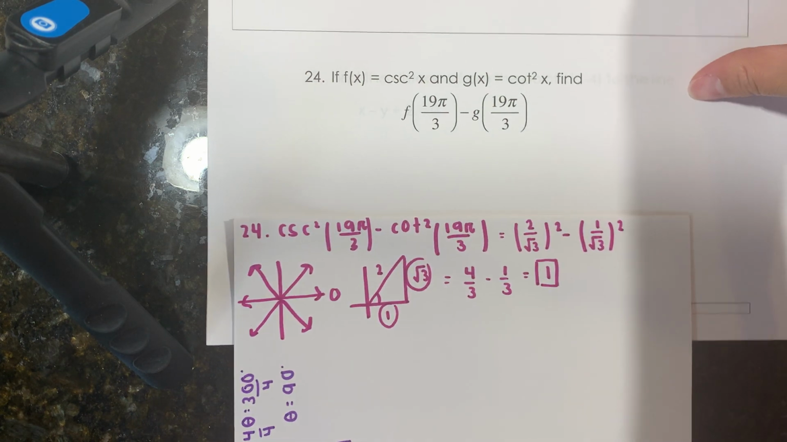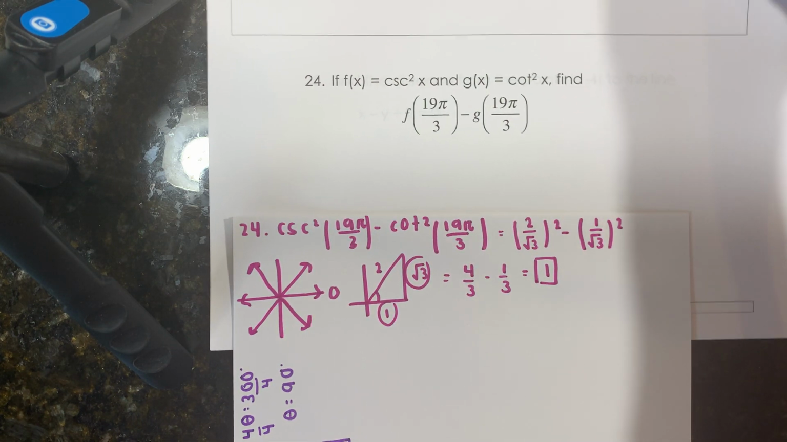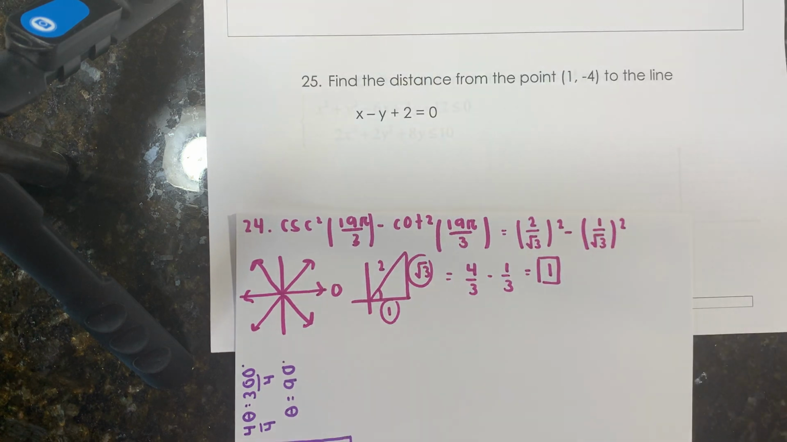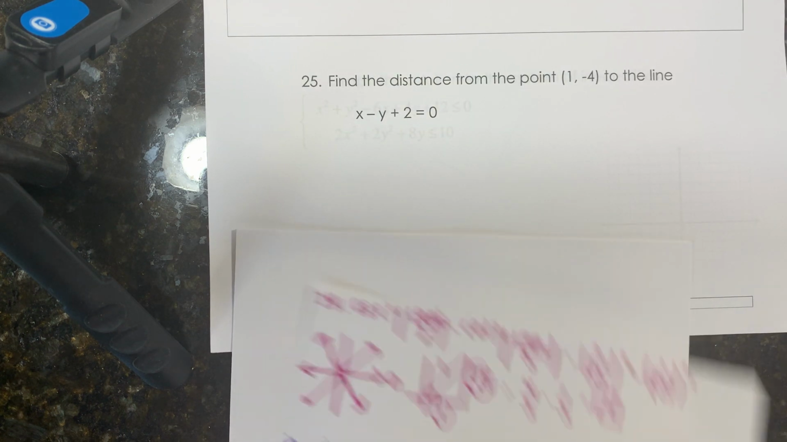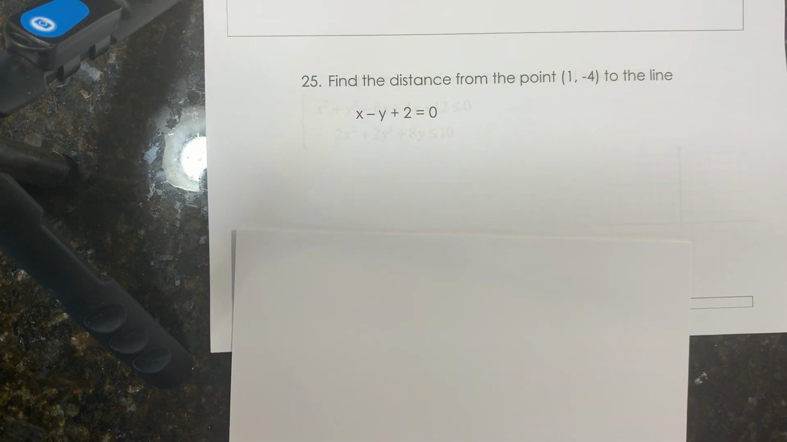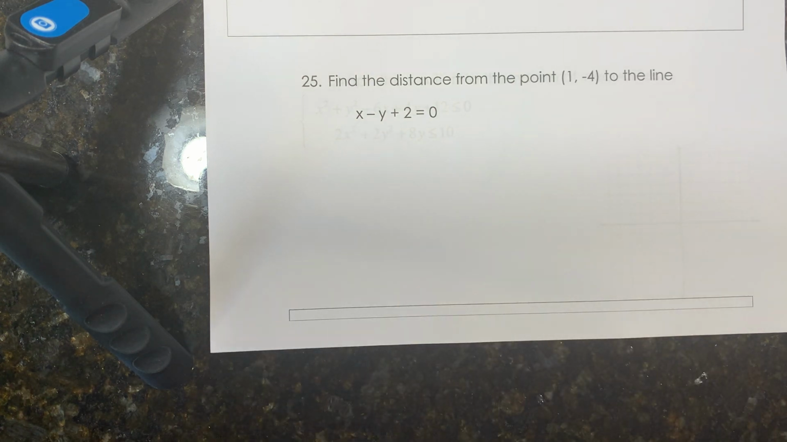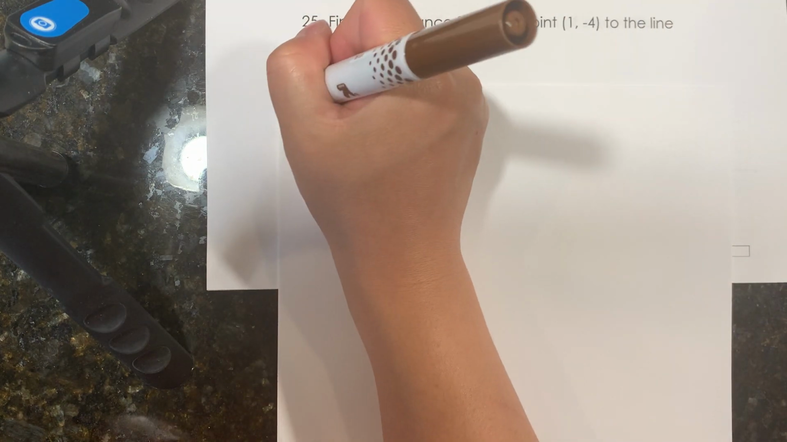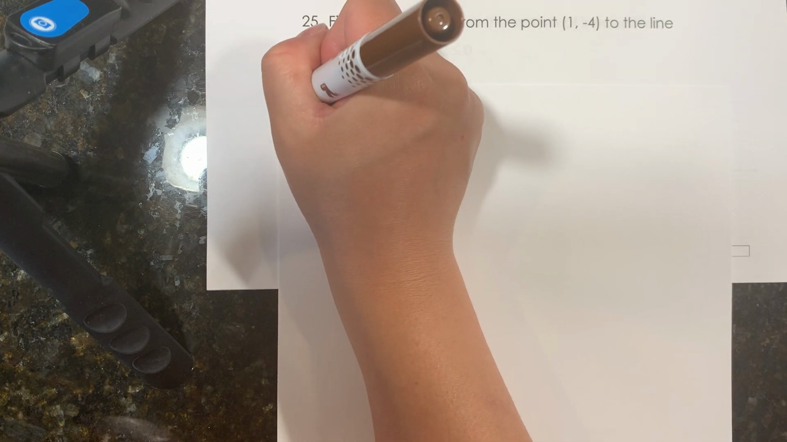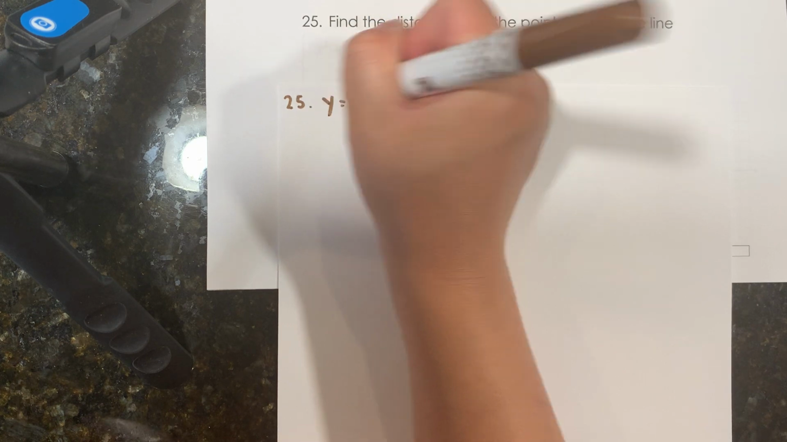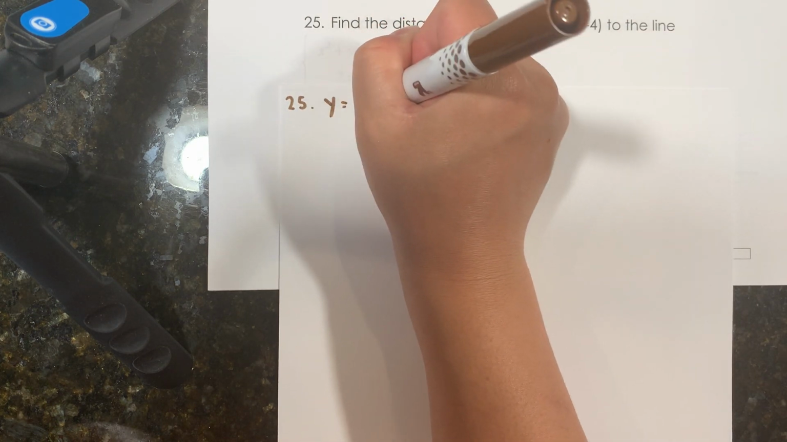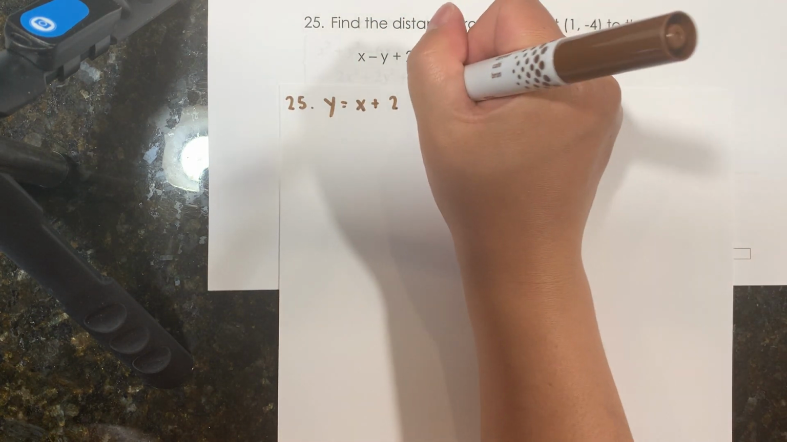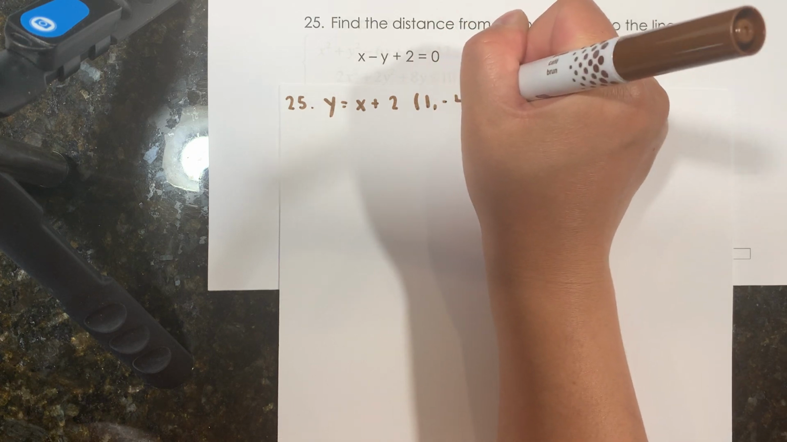Now moving on to number 25 is going to be our long problem, because we have 4 steps that we have to do with this problem. So what I'm going to do is I'm going to start by solving for y on this line. So if I move the y to the other side, I would end up getting y is equal to x plus 2. My point is going to be 1 comma negative 4.